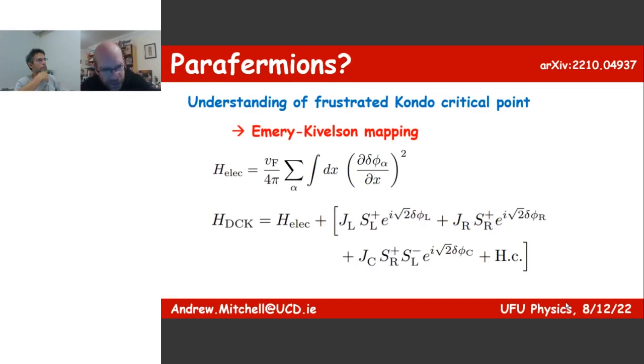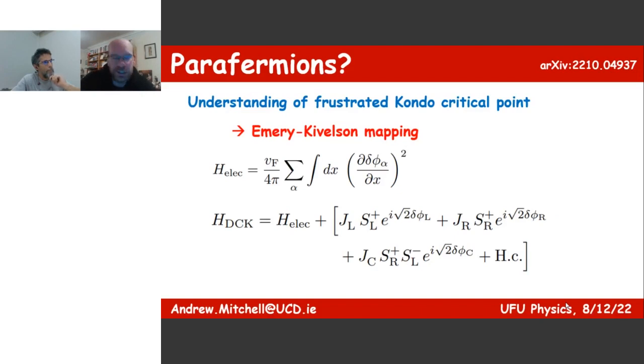And the remaining terms are transformed into this form involving these bosonic fields, phi L, phi R, and phi C. Now, in the case of, for example, the two-channel Kondo model, famously, what happens when you do this Emery-Kivelson mapping is that you can go to a special limit called the Toulouse limit, where the interaction term basically drops out and you end up with a non-interacting model that you can then solve.